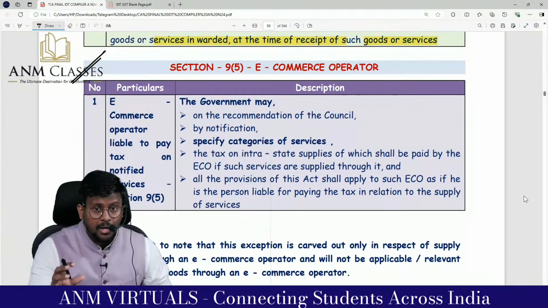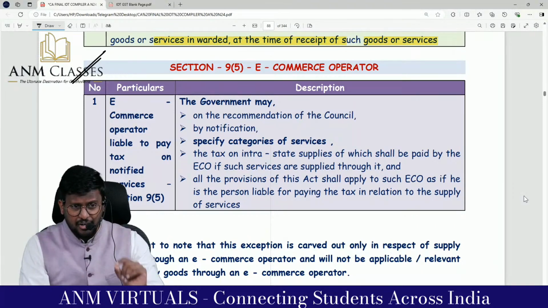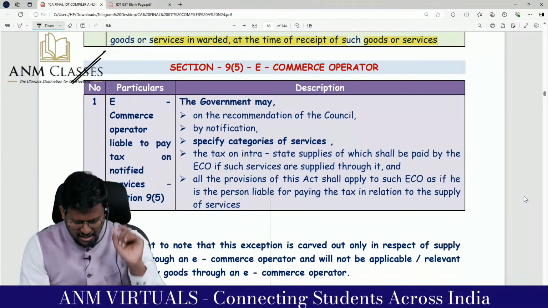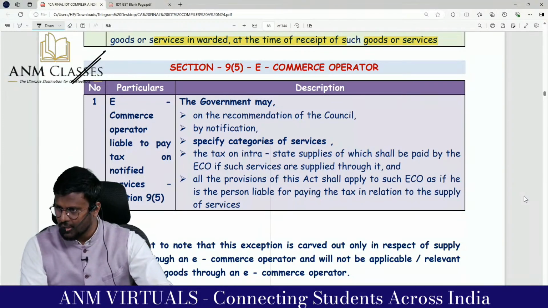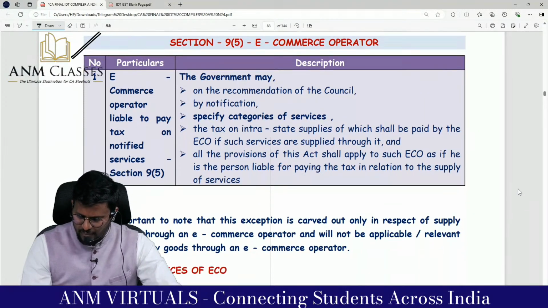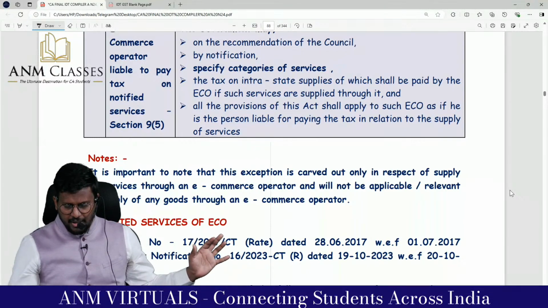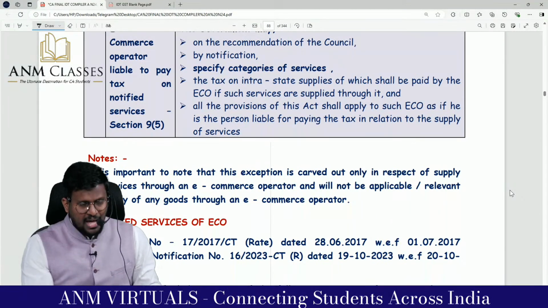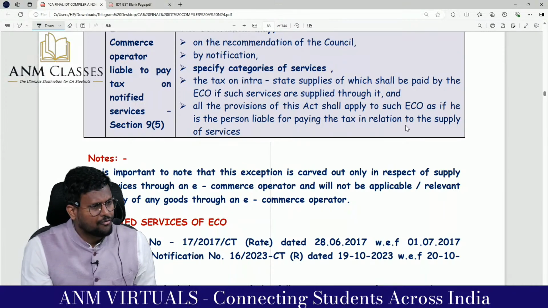The government may, on the recommendation of the council, by notification specify a category of services, the tax on intra-state supply of which shall be paid by the e-commerce operator if such e-commerce services are supplied through it. And all provisions of this Act shall apply to such e-commerce operator as if he is the person liable for paying the tax in relation to the supply.